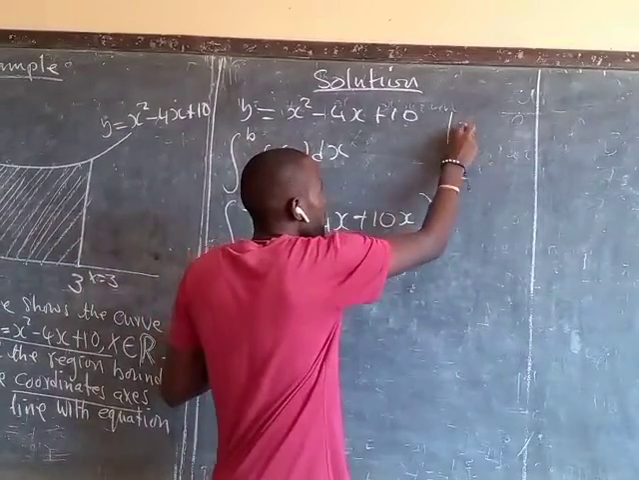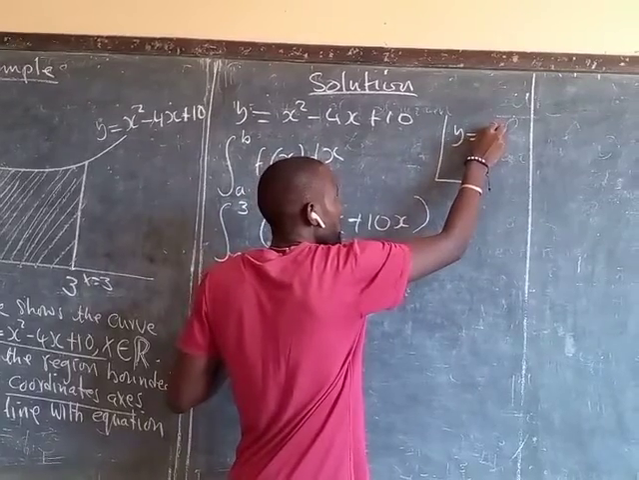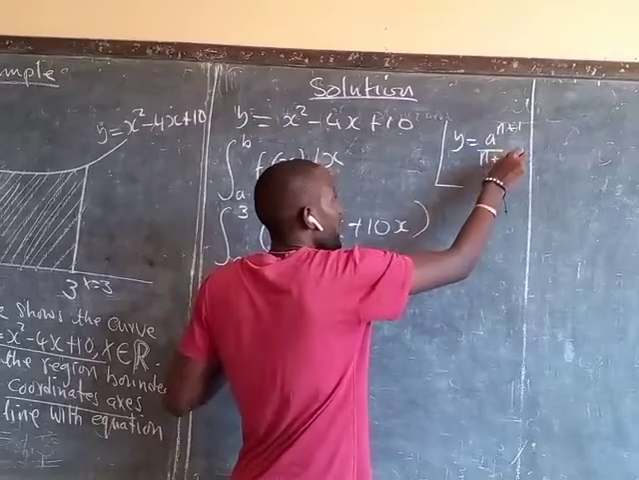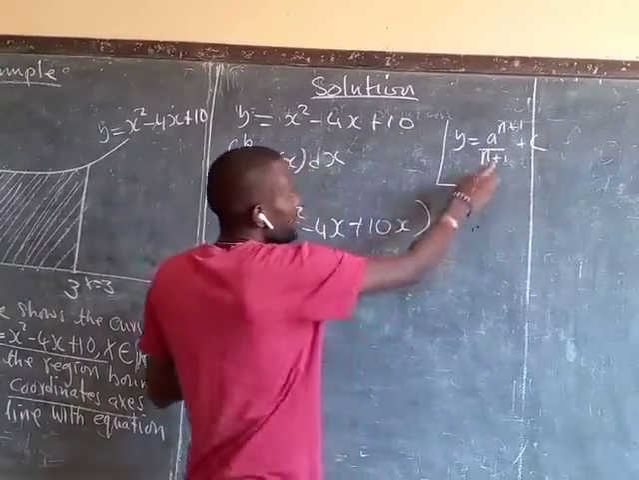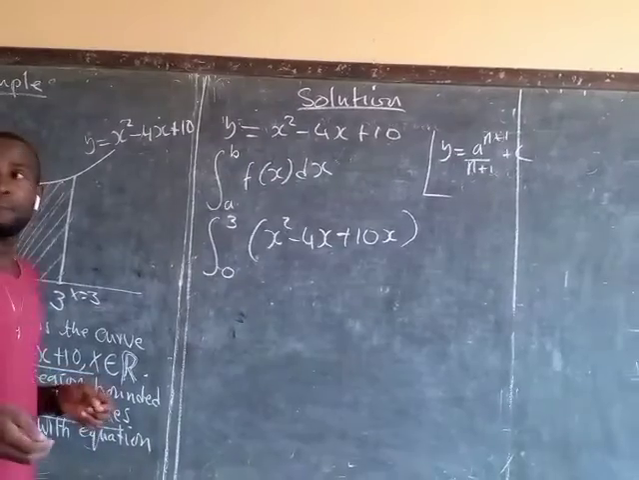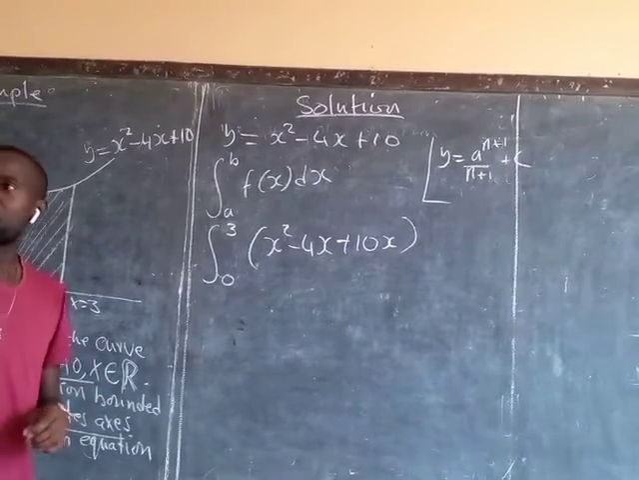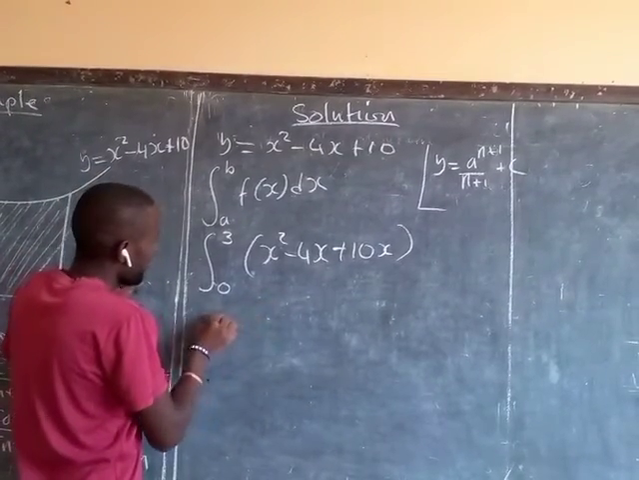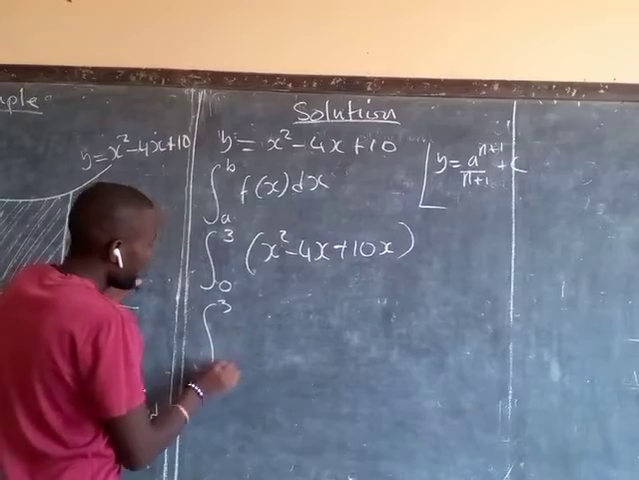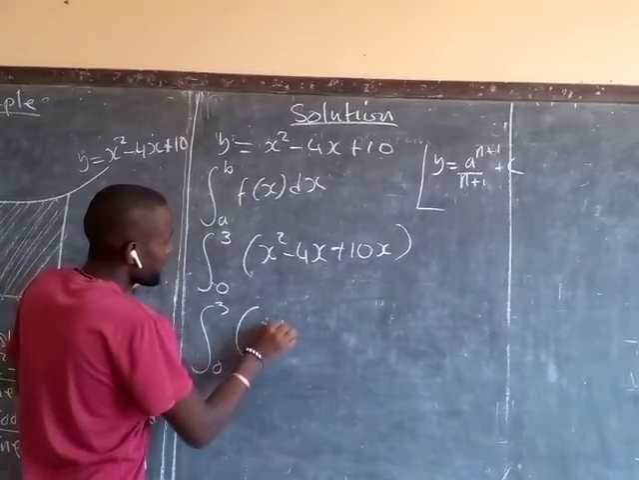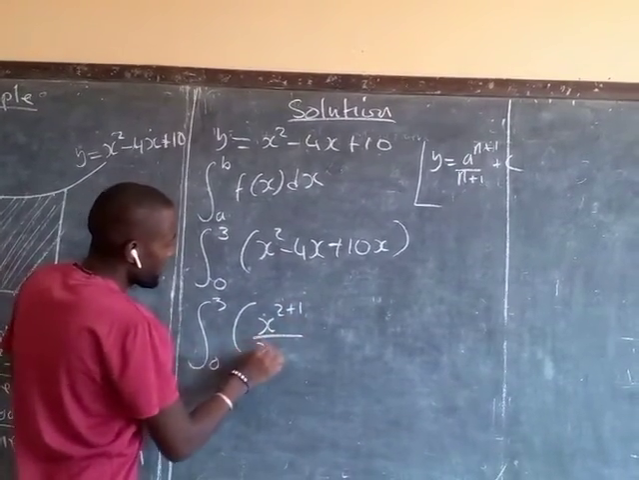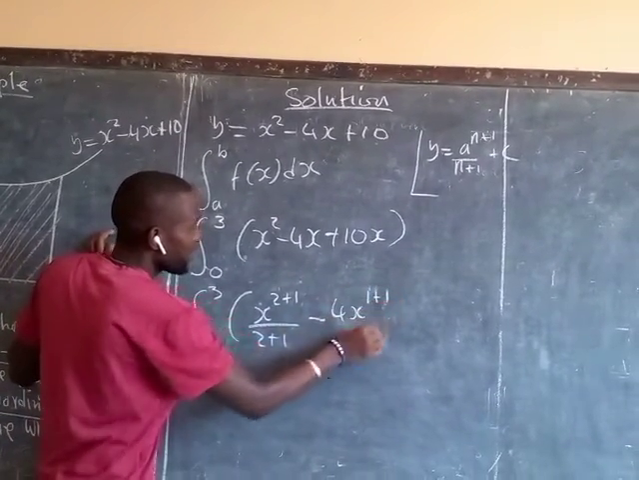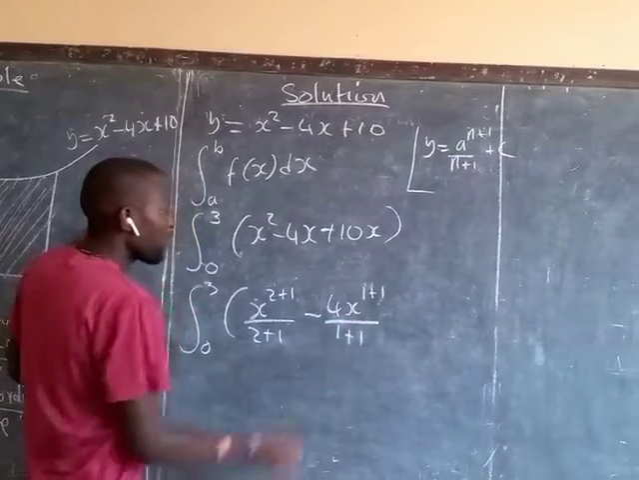Solve the function by using y is equal to, remember this formula, x to the power n plus 1 over n plus 1, plus c. This formula is the one that we're going to use. So the formula we're going to use now is that one, which we are saying the integral from 3 to 0 of x to the power 2 plus 1 over 2 plus 1, minus 4x to the power 1 plus 1 over 1 plus 1.